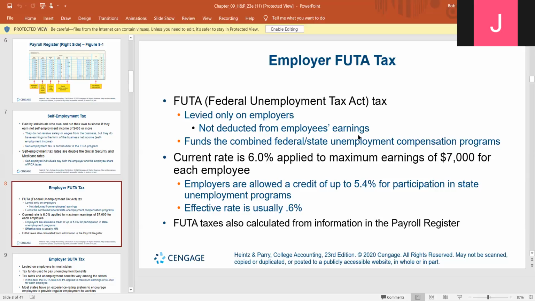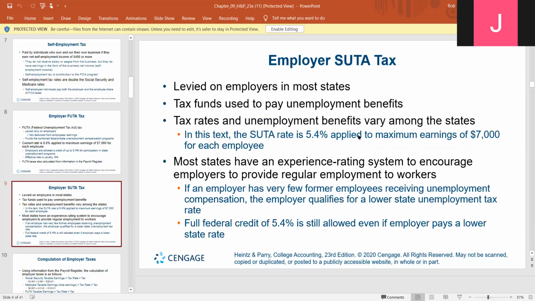Employers are allowed to credit up to 5.4 for participation in the state, and the effective rate 0.6 is added to it. FUTA taxes are also calculated in the payroll register. SUTA, same thing. Only the employer pays this. It's levied on employers in most states, and it's used to handle unemployment benefits.